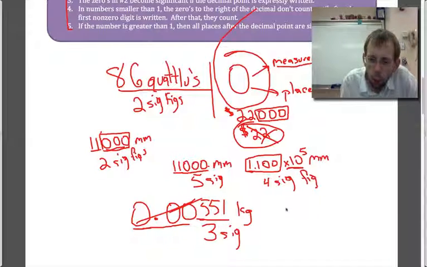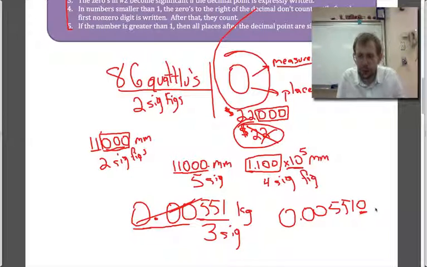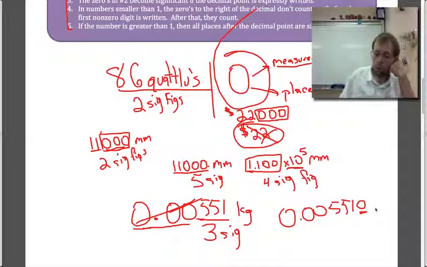Okay. What if I put a zero after that? What if I had 0.005510? Well, see, now what I'm trying to say is, again, chemists are lazy. I wouldn't have written that number if I didn't have to. Why did I write that 0? Well, I'm writing that 0 to say, hey, this is significant. So this is a 4 sig fig number.